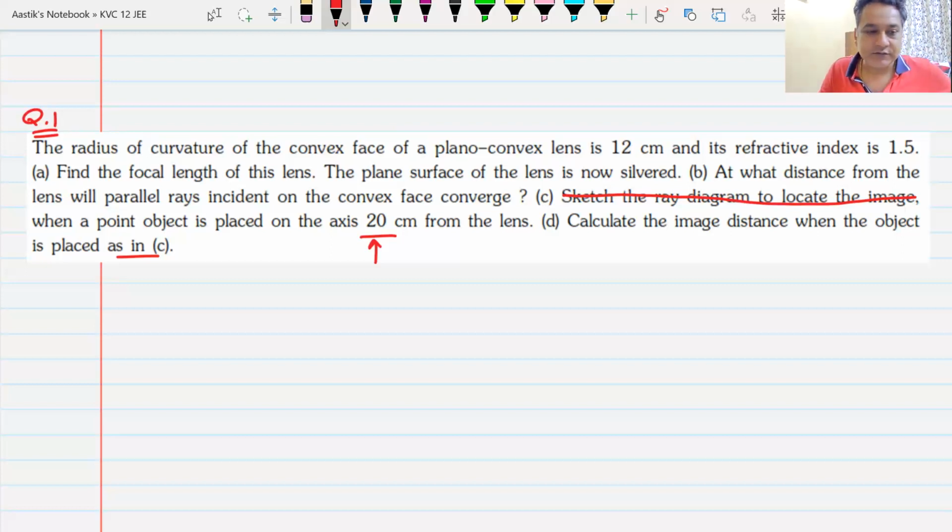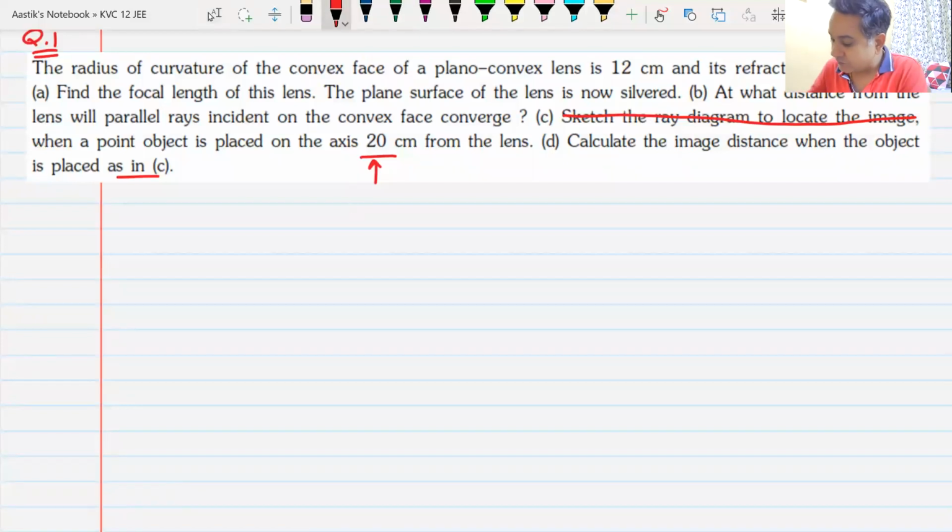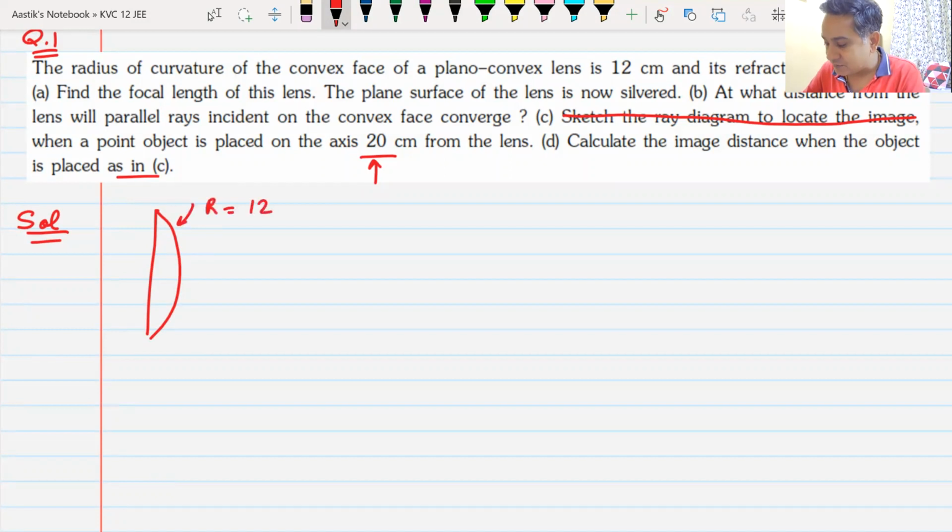Try it. I will tell you the solution for the first part if you have done. So basically what I have is a plano-convex lens, so I can draw it like this. The radius of curvature of this side is 12 centimeters.